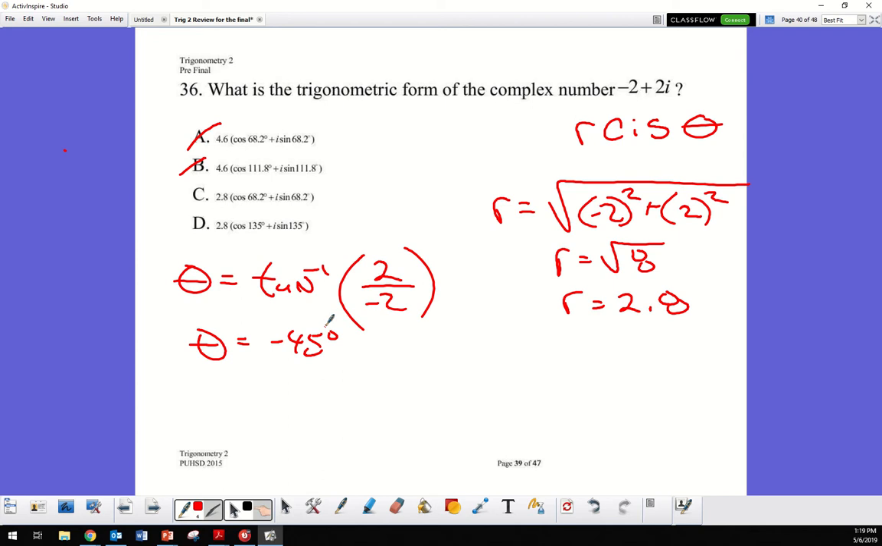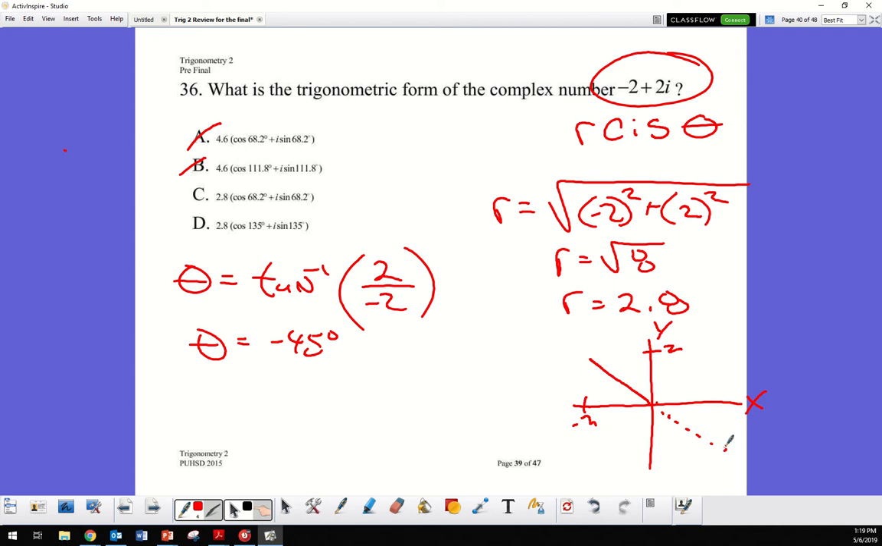But our problem here is my quadrant's not right. Why? Okay, x and y. If I graph this right here, my first number is real. That's my x. So that goes which way? Left 2. And it goes 2 in the i direction, 2 up. So my angle is supposed to be right here. But it gave it to me way down here, didn't it?